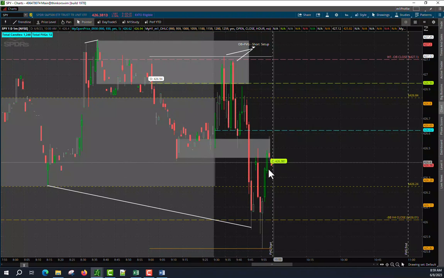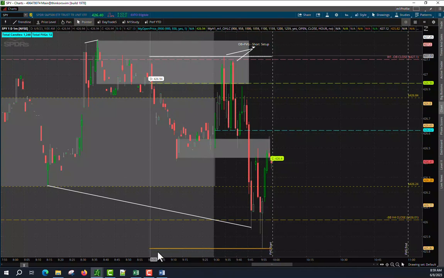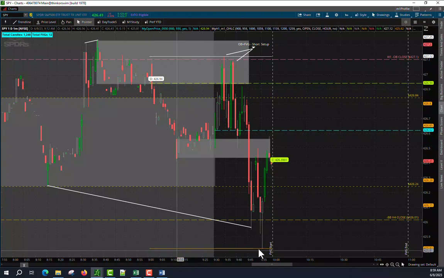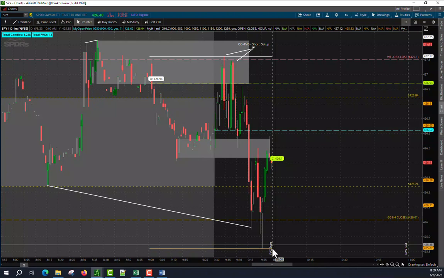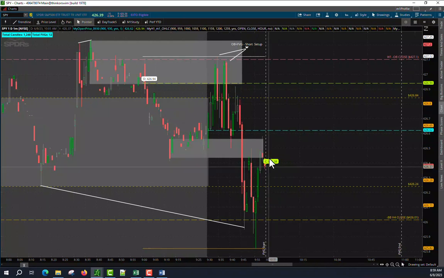So we see that the indicator right here tells us it's going to close. Right here is the first hour of trading, right, from 9 to 10. That's the 1 hour candle right there. It's going to close right there. So let's see.